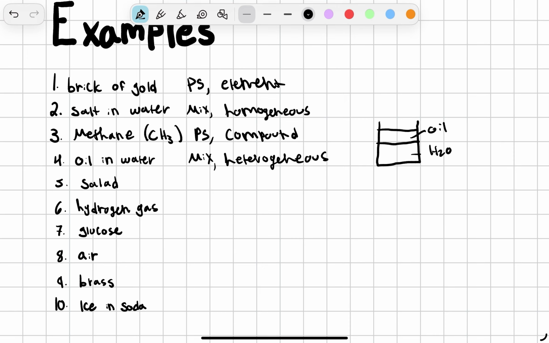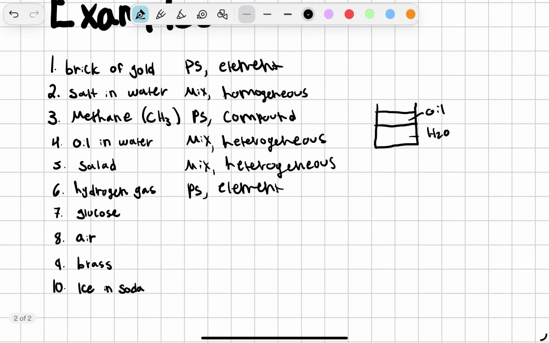A salad. A salad is a mixture. And again, like the pizza example, it's heterogeneous, as you can physically separate the lettuce and the chicken or whatever else is in that salad. Hydrogen gas. This is a pure substance and it's an element. There's only one atom making up hydrogen gas. Glucose, also a pure substance, and this is a compound. Glucose is always seen in this ratio.